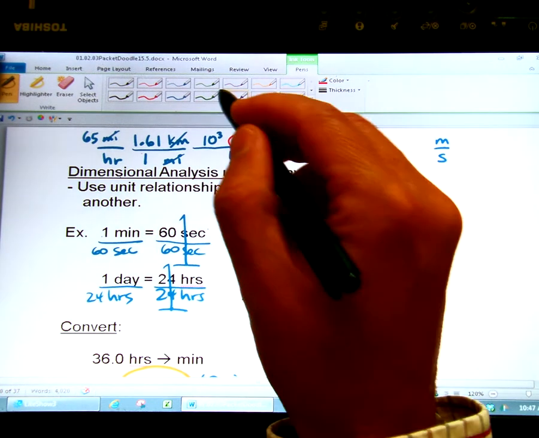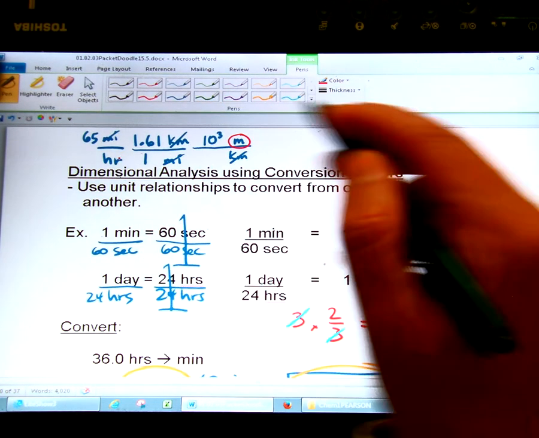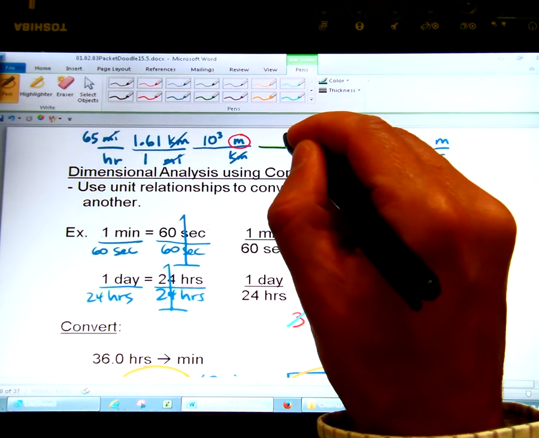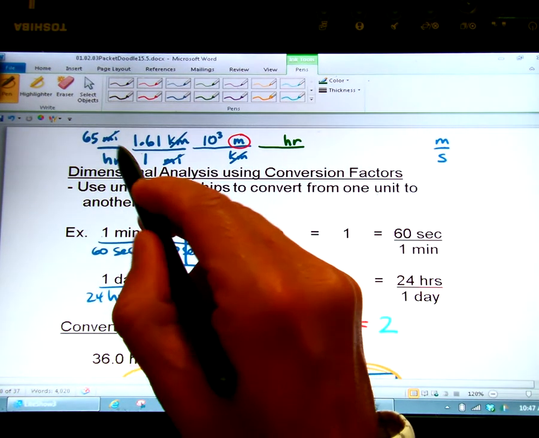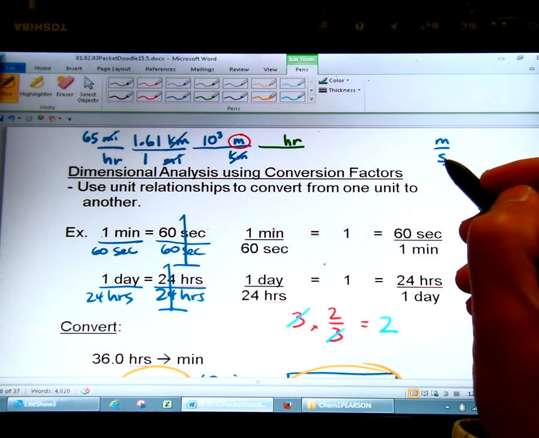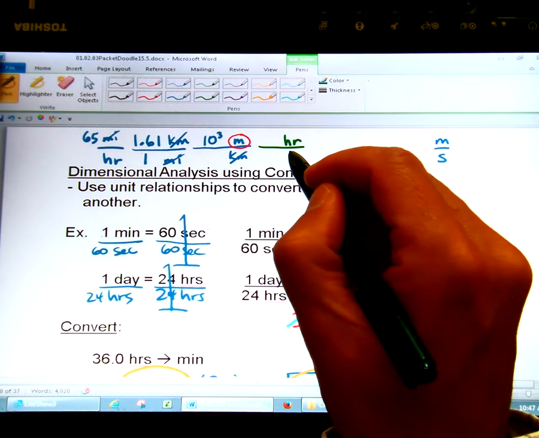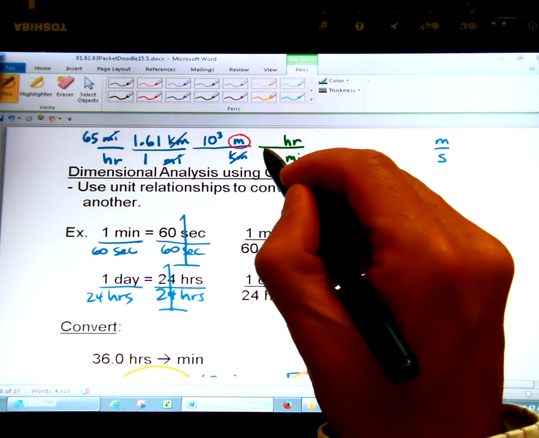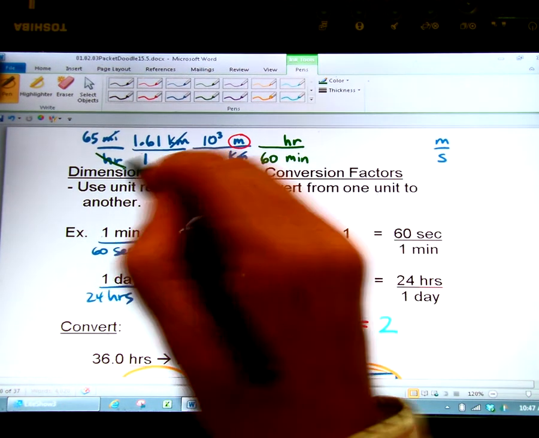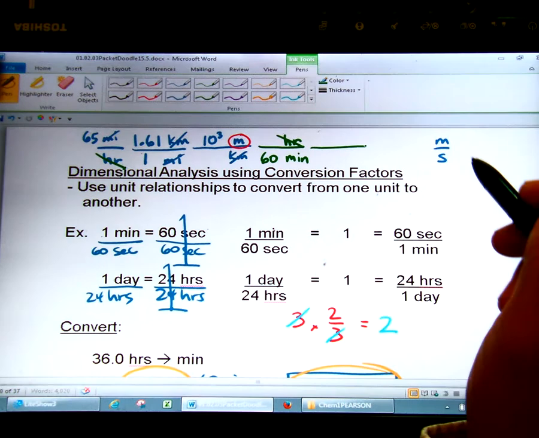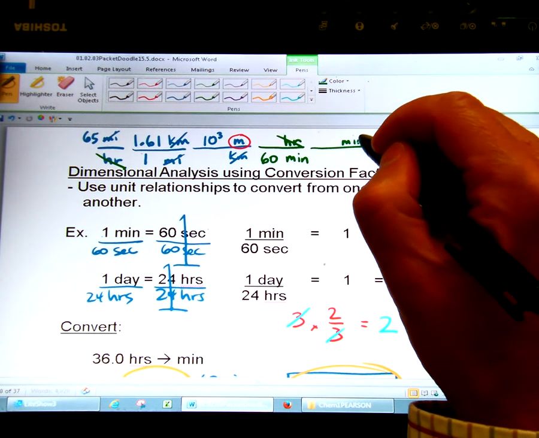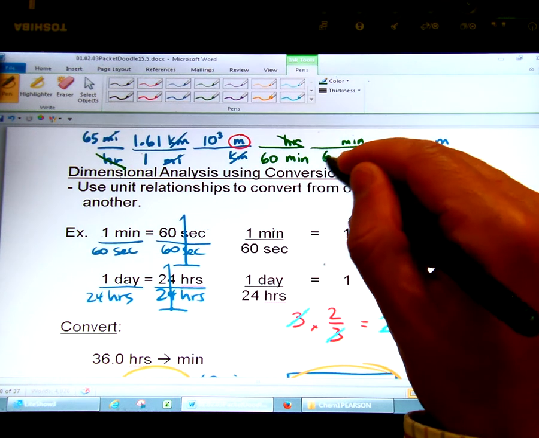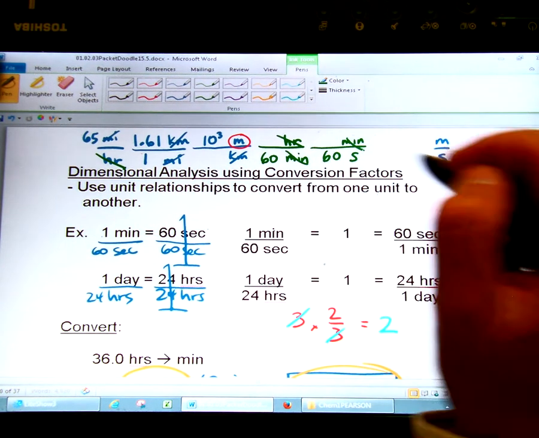So now you're going to refocus, and you're going to try to get rid of hours, and you want to go to seconds. So let's realize that hours has to go on the top in the numerator to get rid of this hours right here. And you want to get to seconds, which is a smaller unit. So the smaller unit of hours is going to be minutes. And then you're going to just ask yourself, what's the relationship between hours and minutes? And the answer is 60. So you're going to cancel out the hours, and now you want to cancel out the minutes. So you're going to write minutes up here, and you want to go to seconds. And then you ask yourself, how many seconds are in a minute? The answer is 60. So now you've canceled out or divided out minutes.